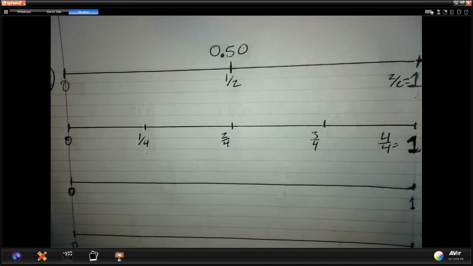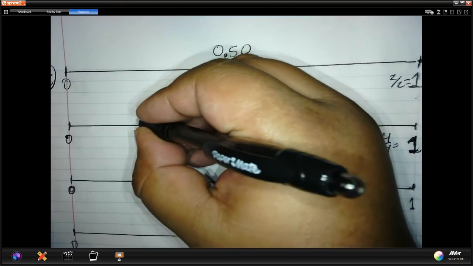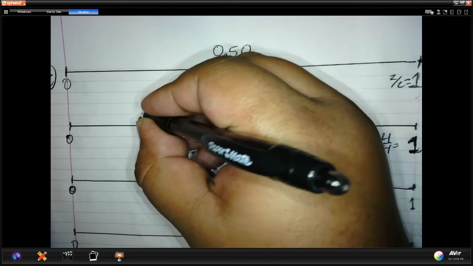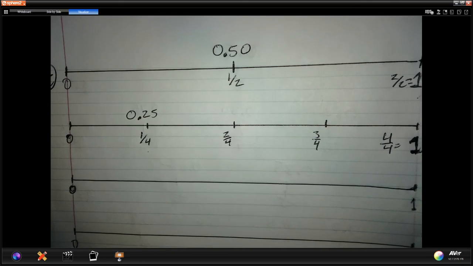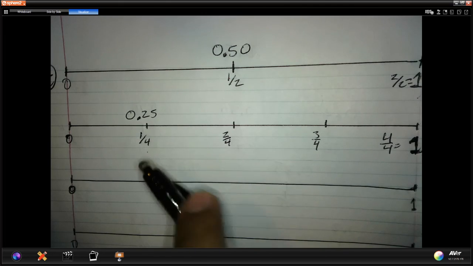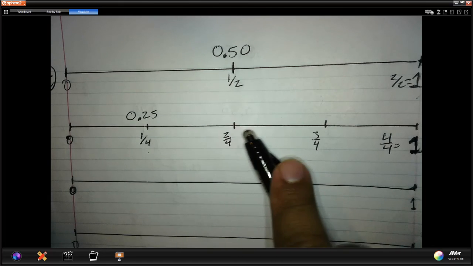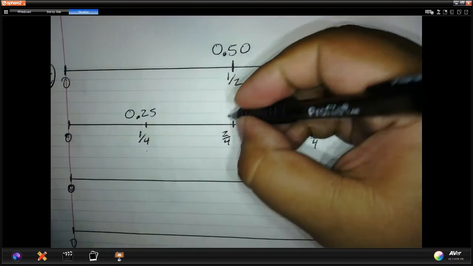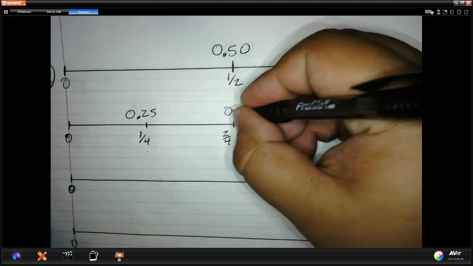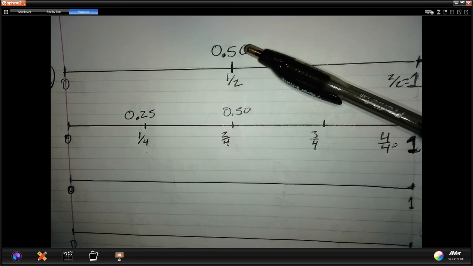Okay, so 1/4 we said was 0.25. And remember, I like to put a 0 at the beginning of it. So 0.25, that's what we said. So now if I double it, so now I have 2/4, I'm going to have 1 and 2 spaces. So 2 of those spaces would be 25 plus 25 is 50. Hey, look at that. 0.50, 1/2 was 0.50.